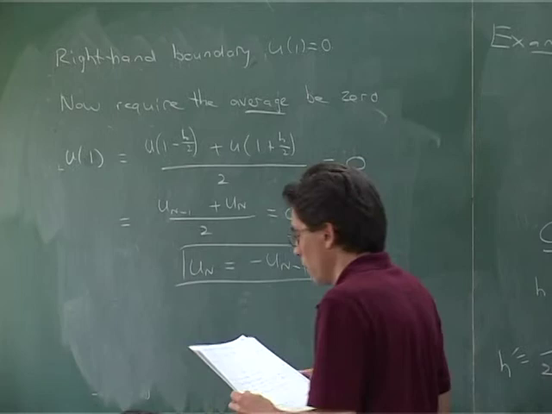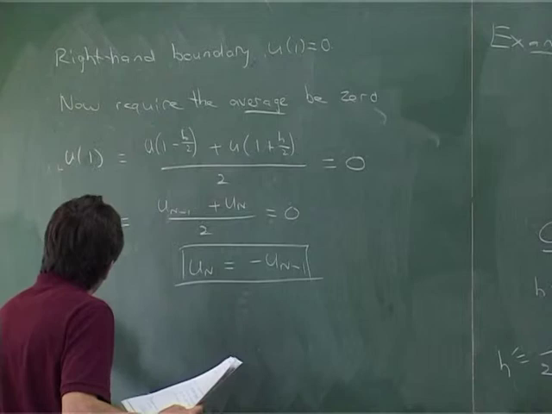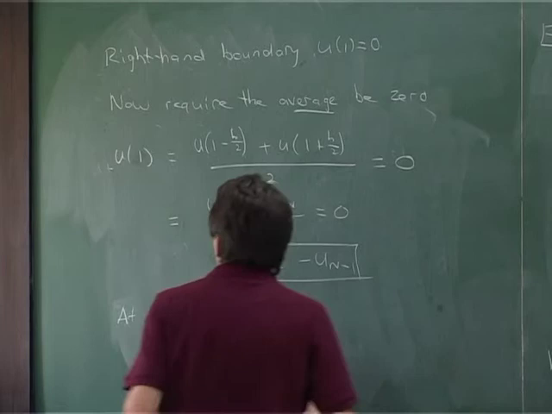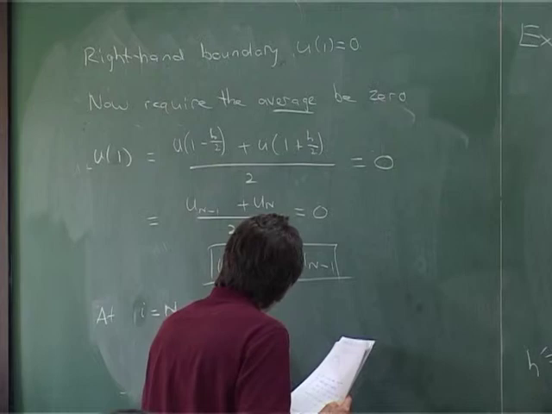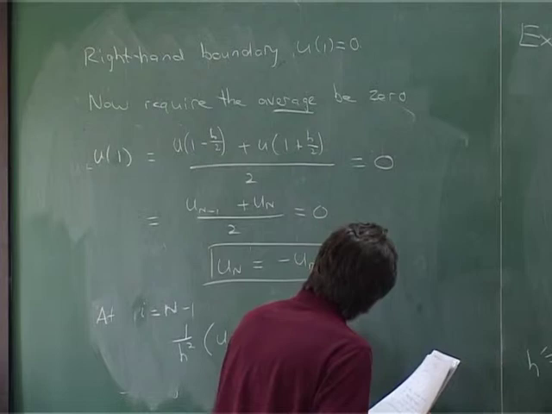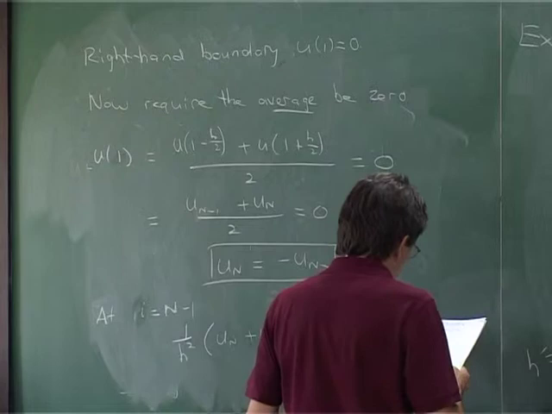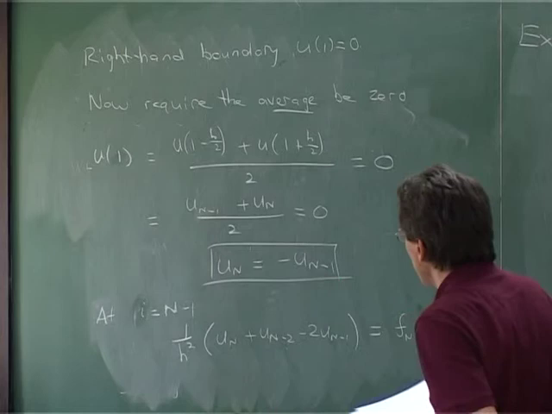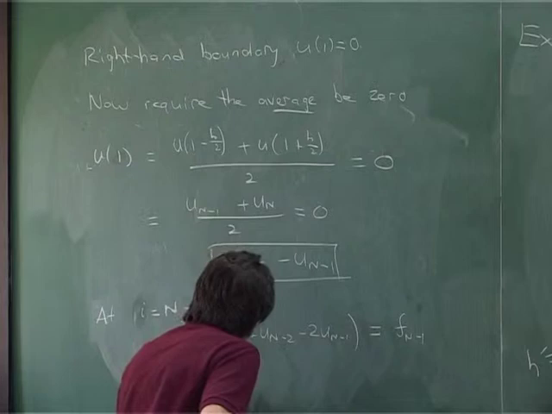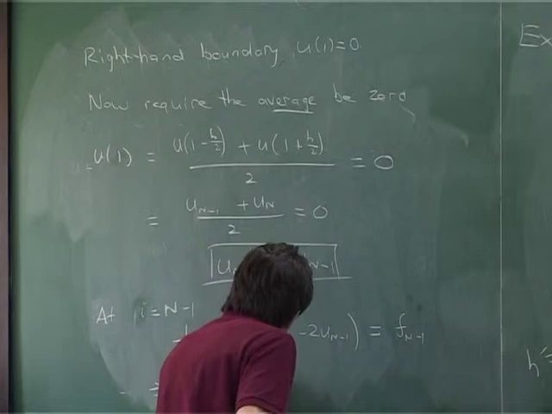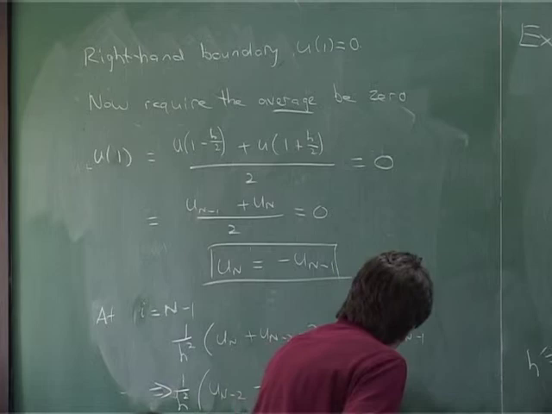So again, we plug into our equation. So at i equals n minus 1, which is our last point on our domain, we now have, okay, and then for this point, we just substitute in the negative of u n minus 1, so we get, okay, so now we get this.